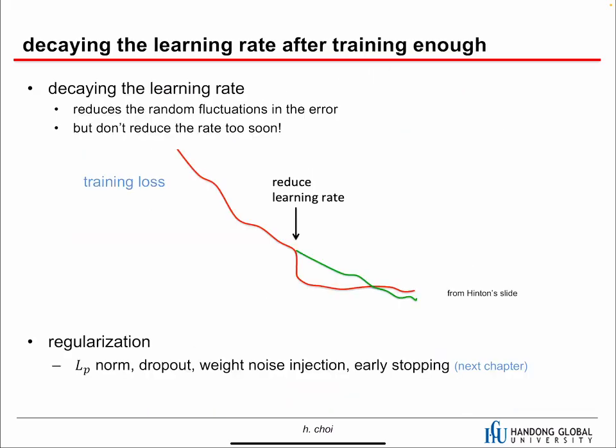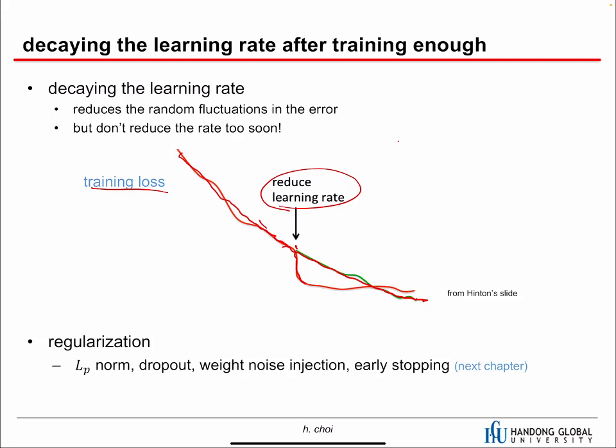And another one is a kind of old-fashioned idea. We can decay the learning rate. So let's say this one is the training loss, and the training loss goes down. It decreases. And then if you don't use any techniques, it goes something like this. But if we reduce the learning rate at this moment, then all of a sudden it goes down abruptly. It's not easy to explain this phenomenon, but it happens.